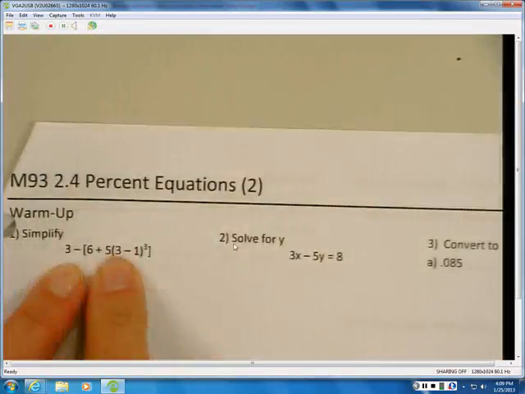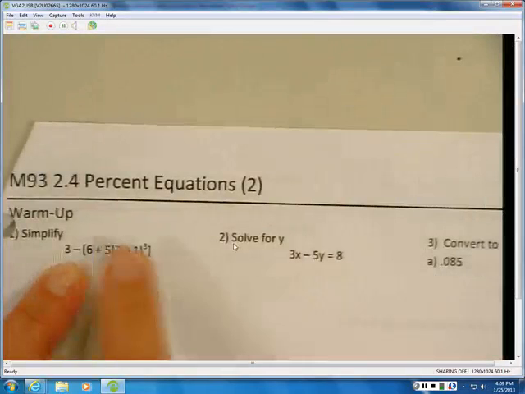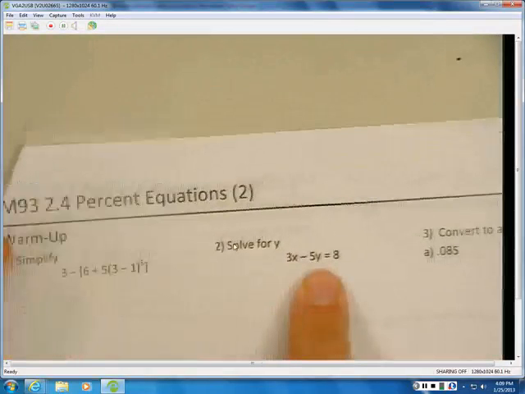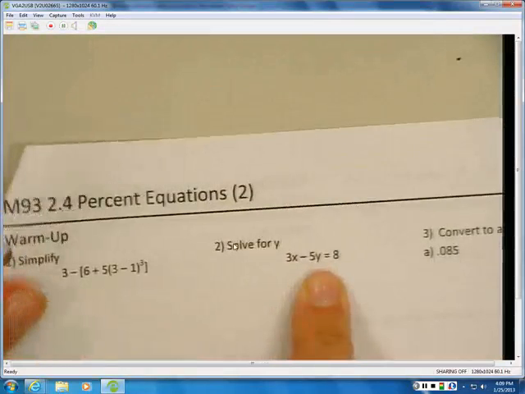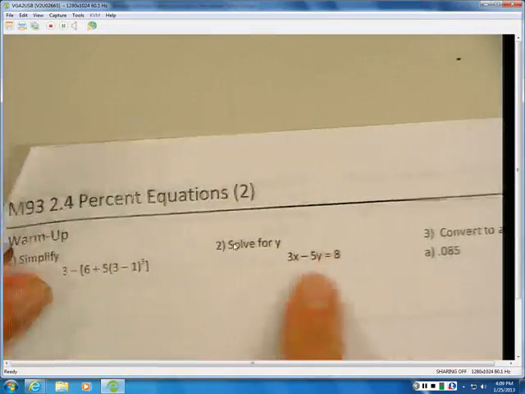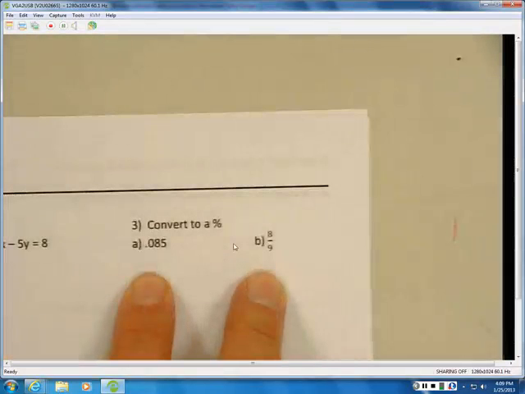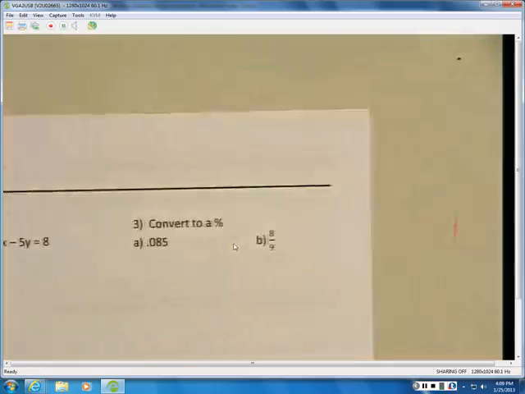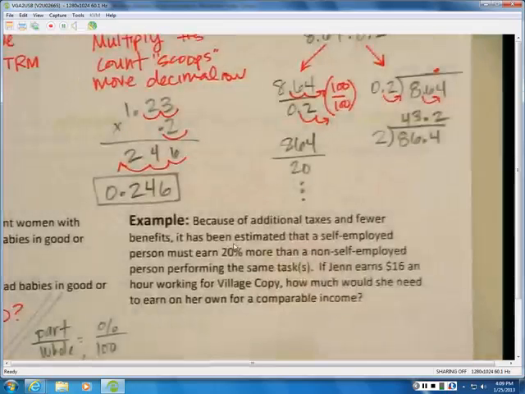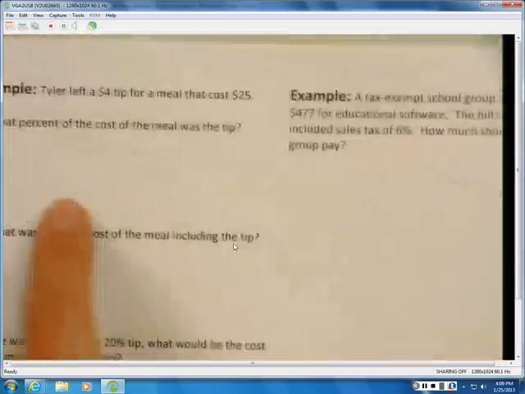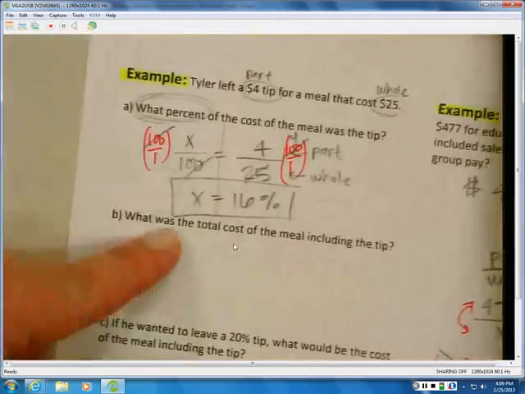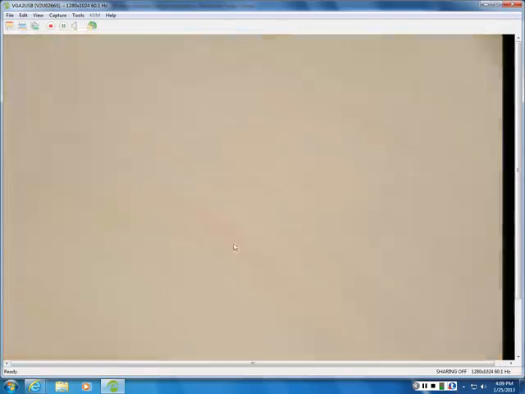All right, so what I need from you. I would like you to do the warm-up here. This is a really good review. This is good stuff to keep practicing. This comes out of Chapter 1. Solve for y, that was section 2.3 on formulas. You're going to isolate the y. And then these come out of percent equations lesson 1. You should have covered this in the video just prior to this one. And then we have 1, 2, 3 and a half problems. So go ahead and finish the rest of the problems on this page before coming to class.